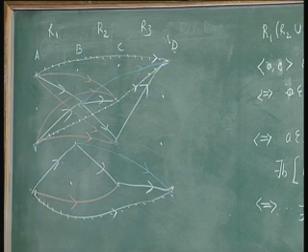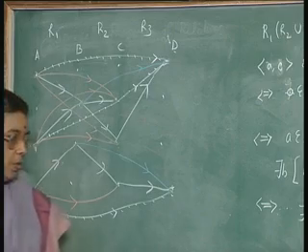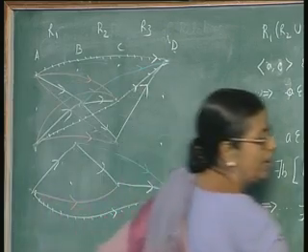So, either way you take, they are equivalent. So, composition of relations is associative. We can also write like this.